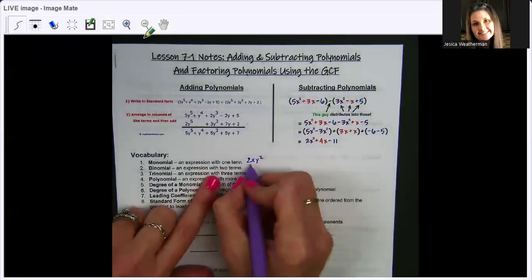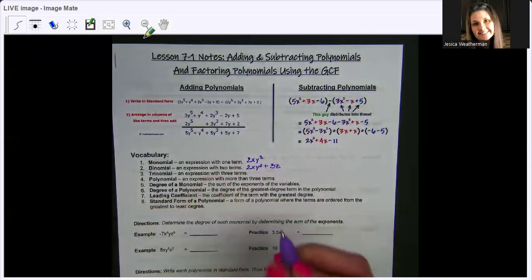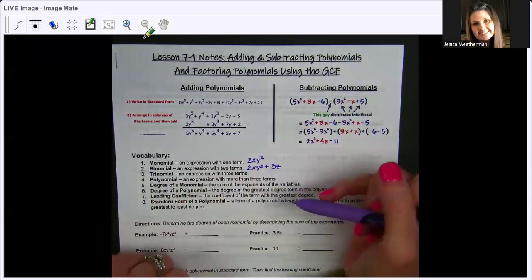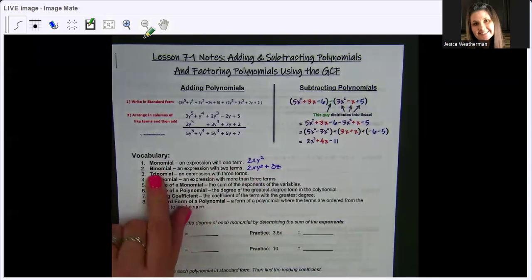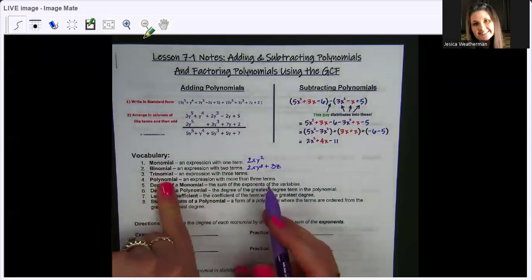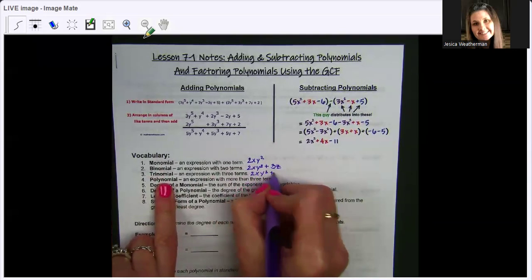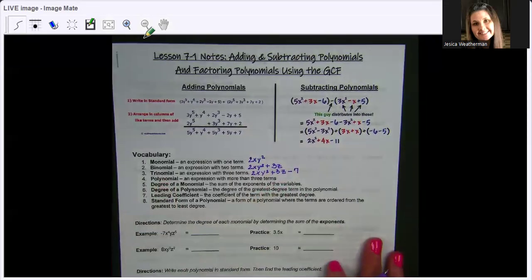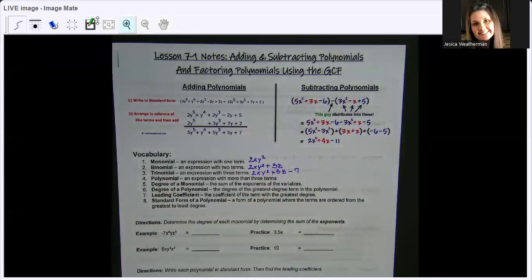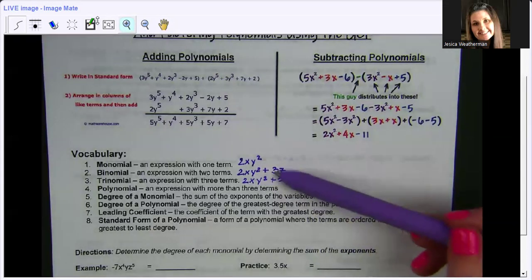A binomial would be something like 2xy squared plus 3z. You have 2 terms separated by an addition symbol. And then, of course, bi meaning 2, like a bicycle has 2 wheels. Trinomial, tricycle has 3 wheels. That would be like 2xy squared plus 3z minus 7. Okay. And then a polynomial would be something greater than 3 terms. So each of these are a term.